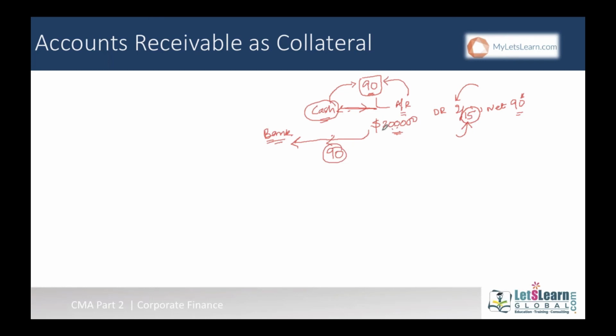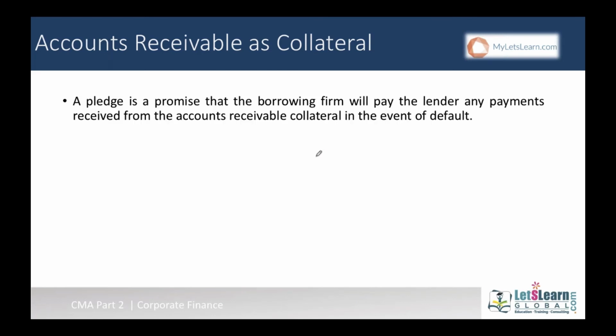But what is the guarantee that the customer will pay you in 90 days? This is the reason why financial institutions scrutinize your customers, whether they are creditworthy or not. So now our company is pledging these receivables to a financial institution, the lender, that if there is any delay or default by my customers, I will be held responsible for that.